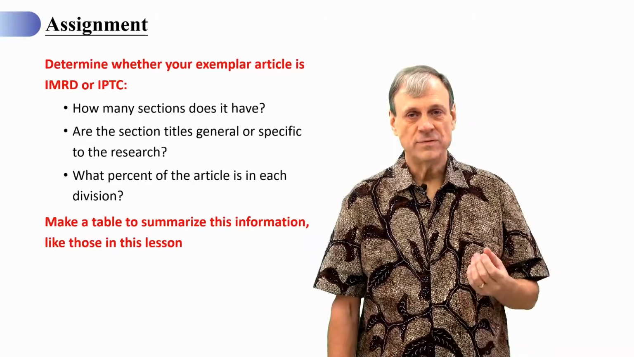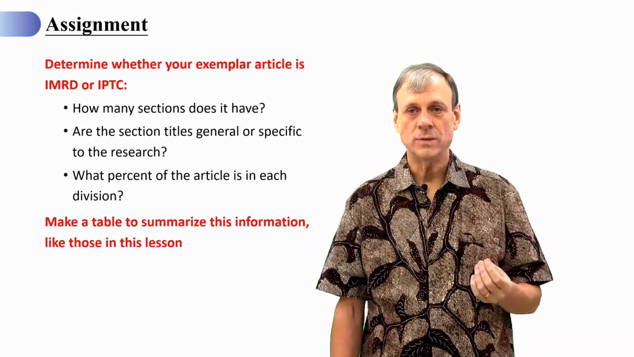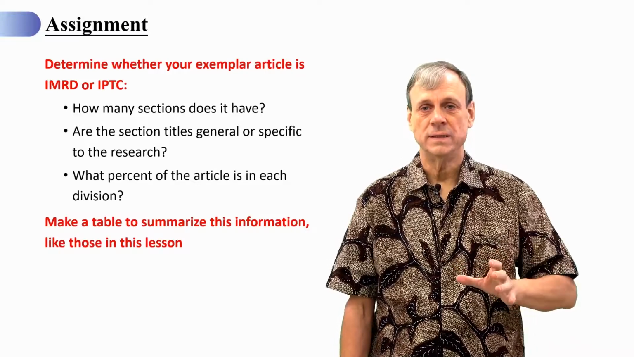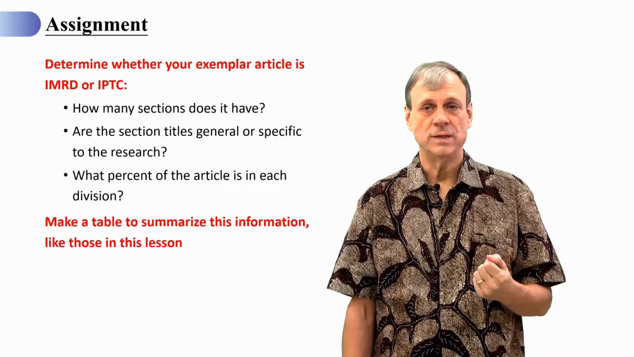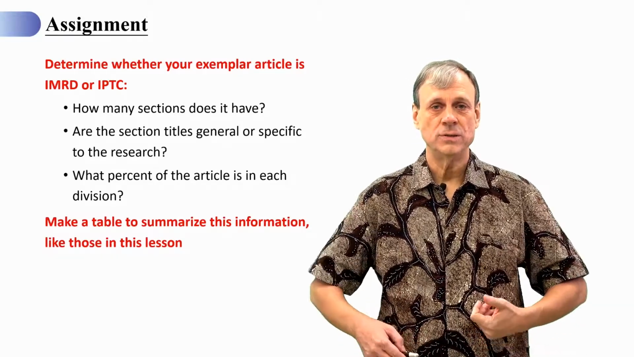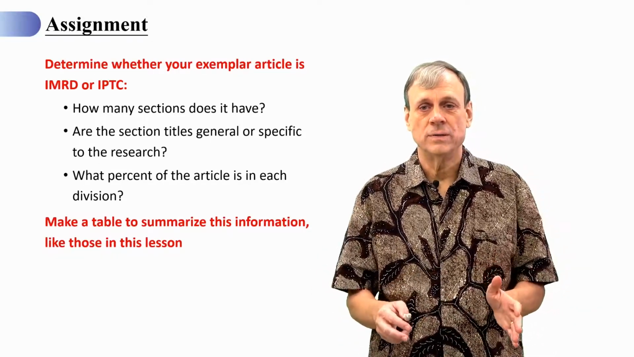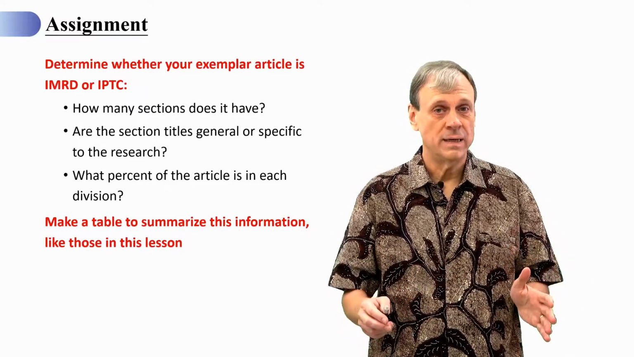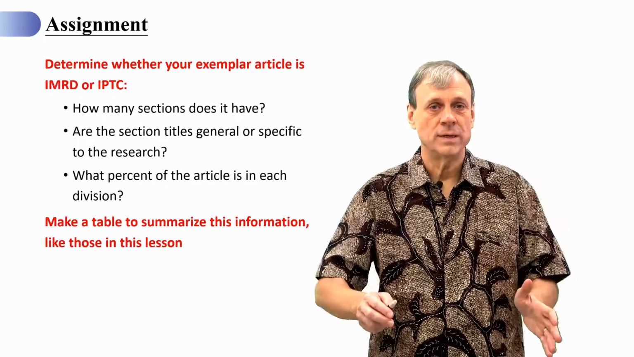So your assignment for this week is to look at your article and decide whether you think it's IMRD or IPTC, based on how many sections it has, whether the section titles are general or specific to the research, and what percentage of the article is in each division. And then put that information in a table and summarize it just like those in this lesson.